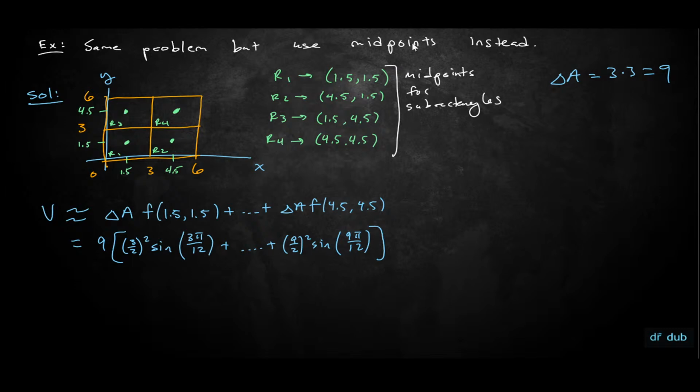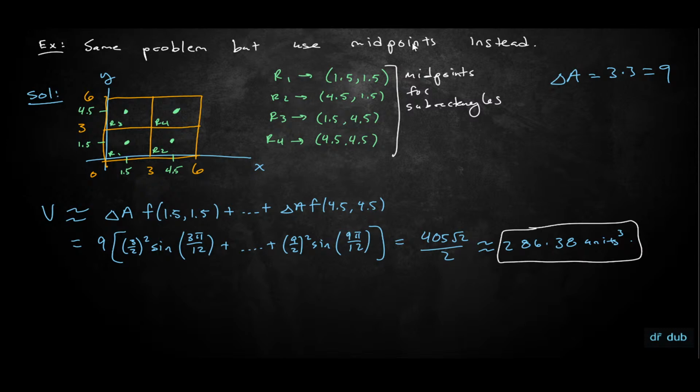And if you crunch that out, that's approximately 286. Well, let me give you the exact answer from this. It's 405 times square root of 2 over 2, which is approximately 286.38 units cubed. That's quite a bit different from our upper right grid points. It seems like our upper right grid point's much larger than this value.